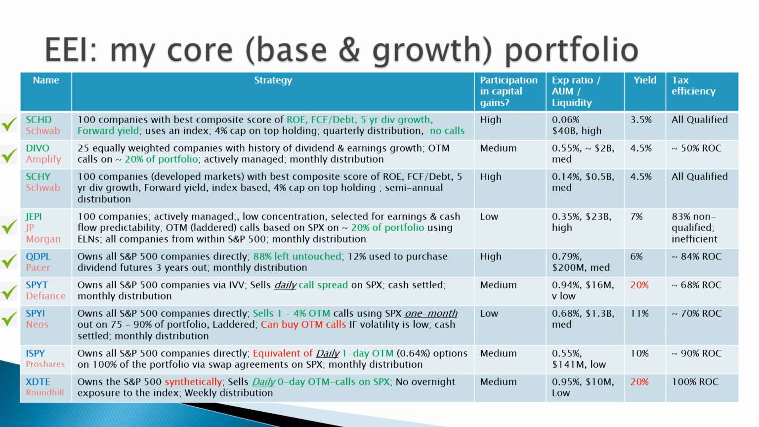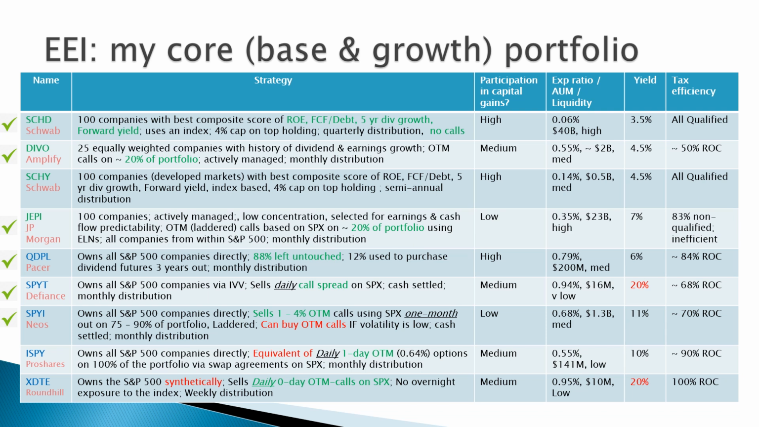The last one amongst my growth component is XDTE from a relatively new provider called Roundhill. Don't know much about them, but I liked the interviews that the CEO gave and so on. And they do something which I'm studying as to whether it's a positive or a negative, but they own the S&P 500 synthetically. So they have a lot of cash and they generate income from that cash. And what I don't understand is what's the implication of owning the S&P 500 synthetically, which is basically buying calls and puts at the same price and owning it that way versus owning the underlying asset.